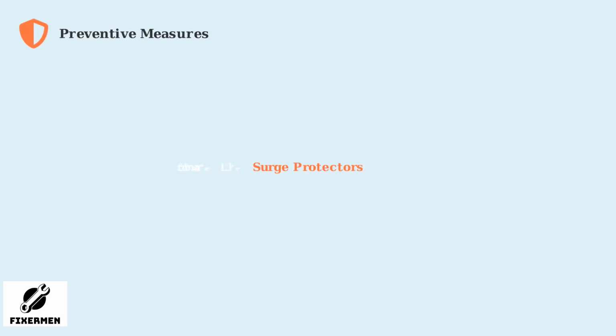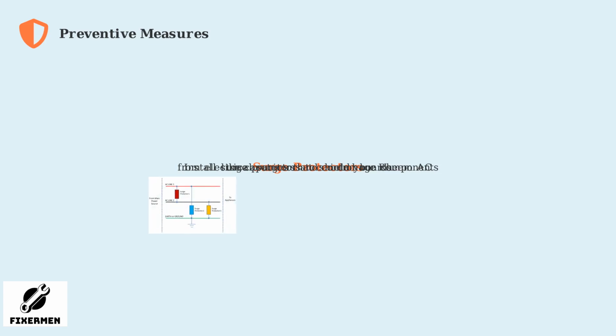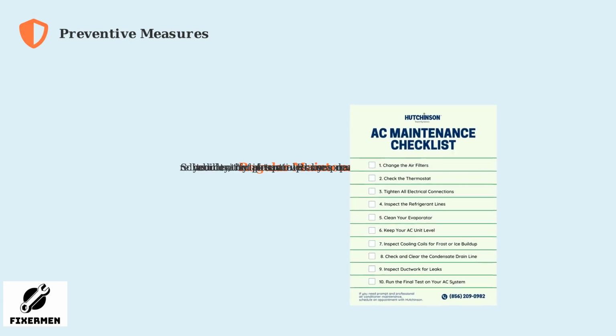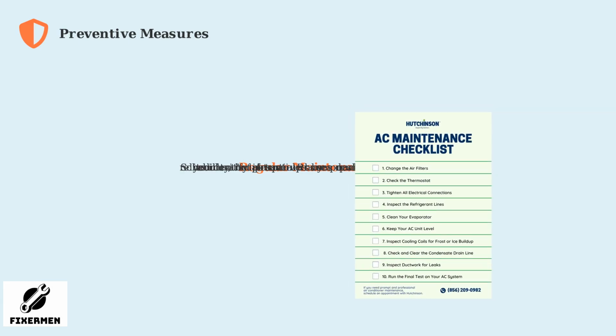Protect your Rheem AC unit from future power outage damage by installing surge protectors. These devices prevent electrical surges from harming sensitive components like capacitors and control boards. Regular maintenance, including annual tune-ups by a qualified technician, can identify and fix potential issues before they cause breakdowns. Rheem units are designed for reliability, but proactive maintenance extends their lifespan and prevents costly repairs.